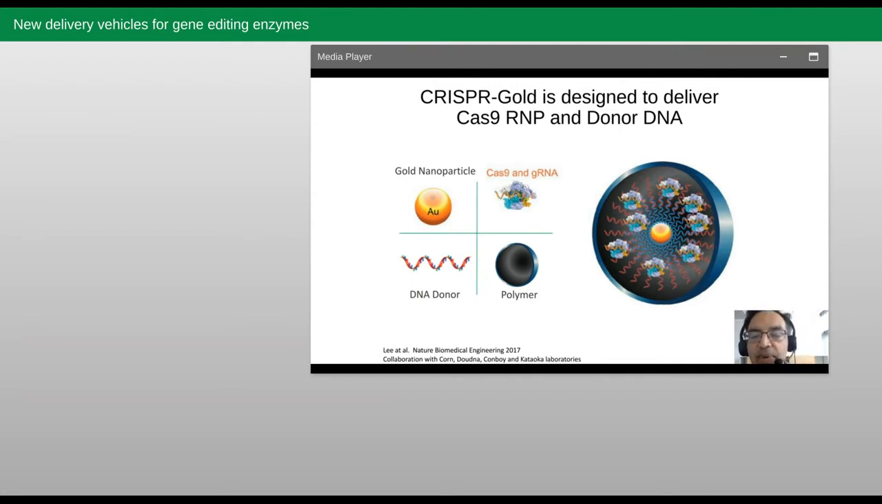and so the Cas9 RNP then binds this gold nanoparticle core that has DNA conjugated to it, and then we mix all of this with an endosomal disruptive polymer called PAsp(DET), and that's CRISPR Gold.